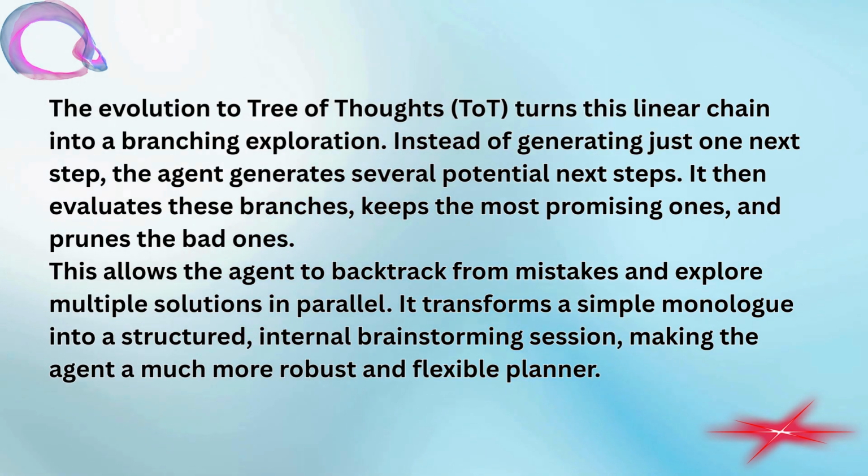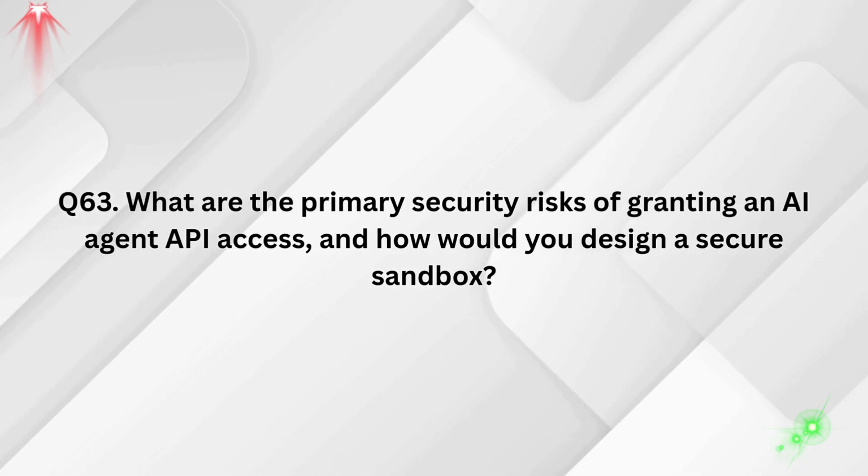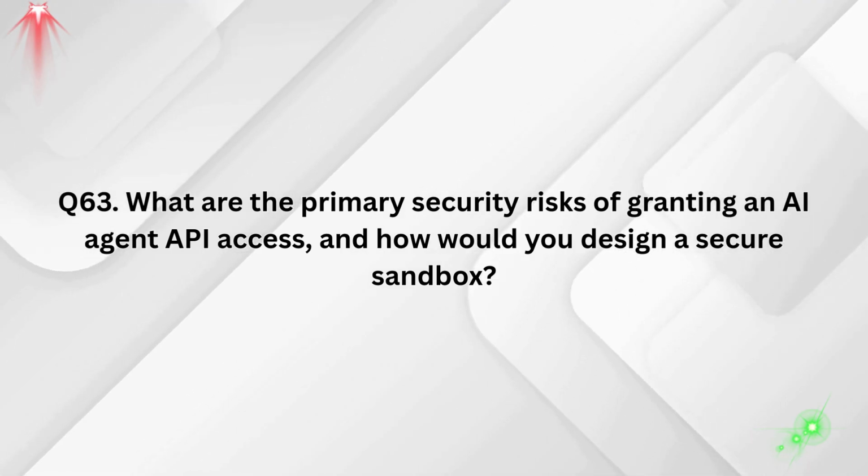The evolution to tree of thoughts, ToT, turns this linear chain into a branching exploration. Instead of generating just one next step, the agent generates several potential next steps. It then evaluates these branches, keeps the most promising ones, and prunes the bad ones. This allows the agent to backtrack from mistakes and explore multiple solutions in parallel. It transforms a simple monologue into a structured internal brainstorming session, making the agent a much more robust and flexible planner.